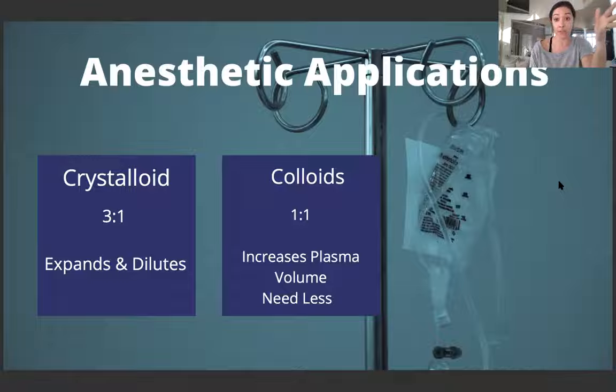Now, colloids, on the other hand, such as albumin, which is actually isotonic because it's right around 300. So anything isotonic is going to be right around 300 osmolarity. Colloids, we can actually give 1-to-1. So we give 1 mL of colloid for every 1 mL lost. So we can actually give less, and they're really good at expanding plasma volume.